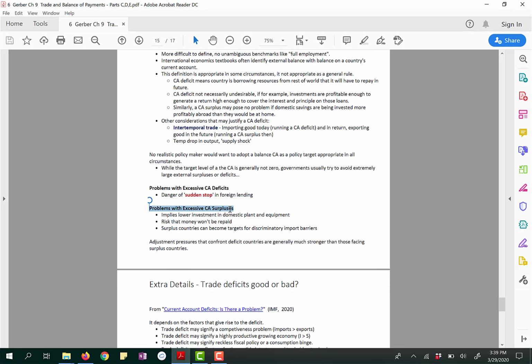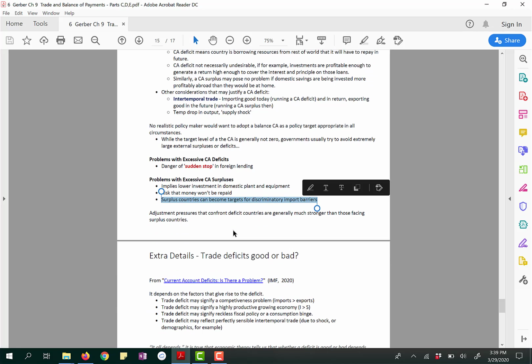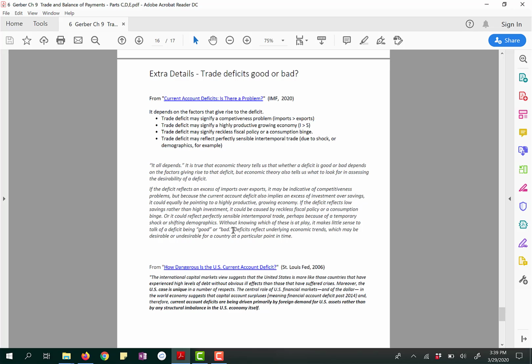The problem related to excessive current account surplus is that it implies investment in the surplus country is potentially lower than optimal. There's always a risk that those foreign loans won't be repaid. Also, just like China today, surplus countries, and Germany as well, can become targets for discriminatory import barriers. I'm going to just reference a few other articles that I've placed on Blackboard in case you want to reference these. These are articles that I found insightful.